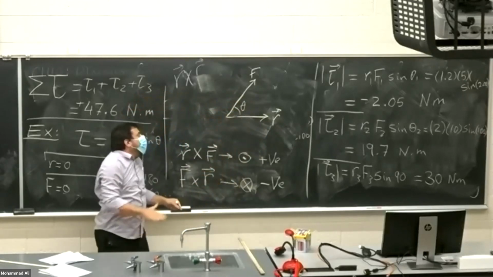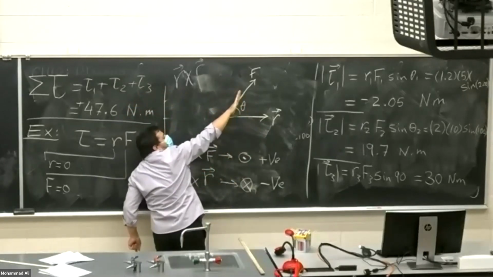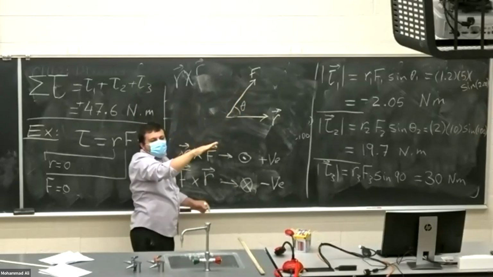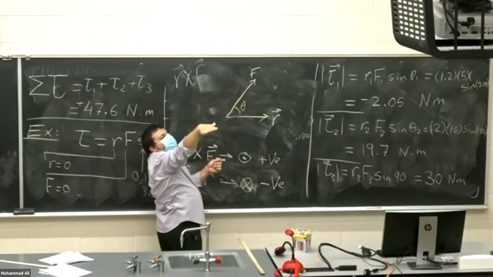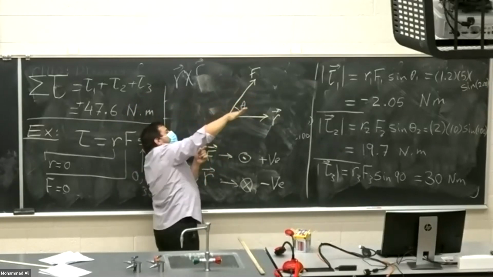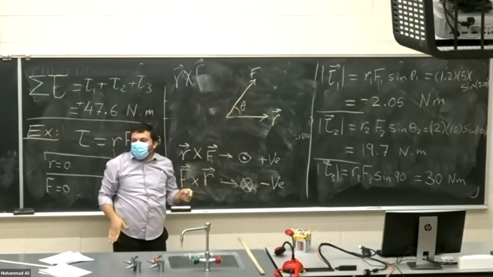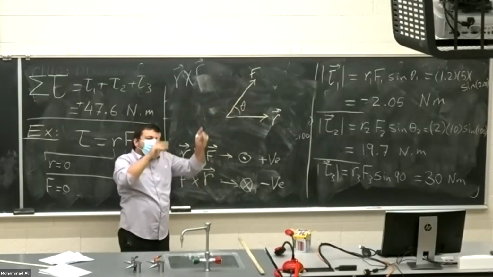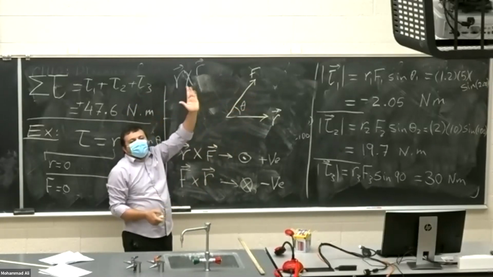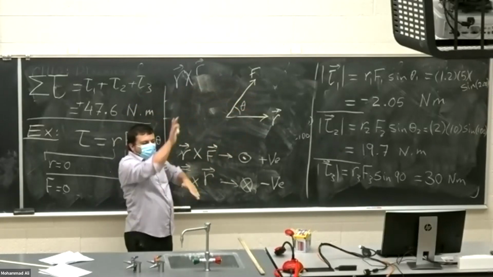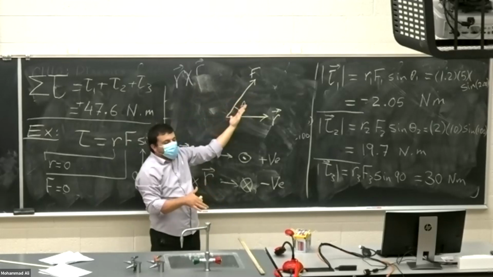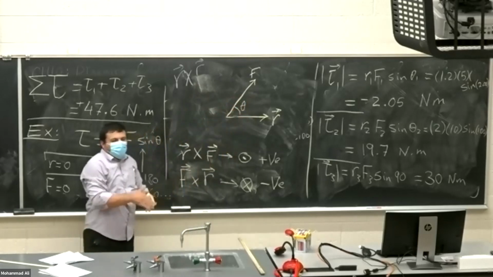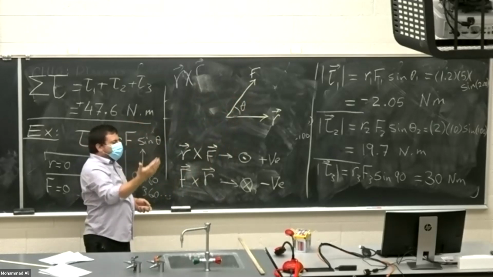But if I take F cross R, I have to change the direction of my hand. It will be in this direction, so the direction of the torque will go inside the board. Or I can use the left hand rule, from R to F, to be inside. But keep in mind, you need to use the right hand rule.